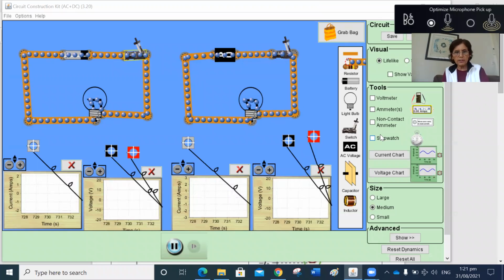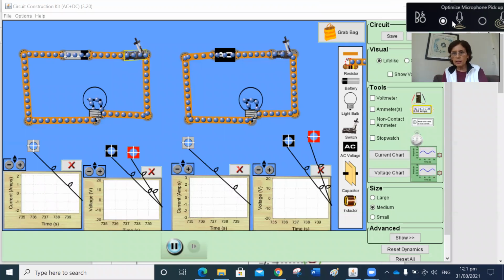So hi girls again. So in this animation, I'm going to show you the difference between a DC circuit and an AC circuit. So we've got a simple, this is a battery, a DC battery, a lamp and a switch. And on this side, we've got an AC battery, a lamp and a switch.